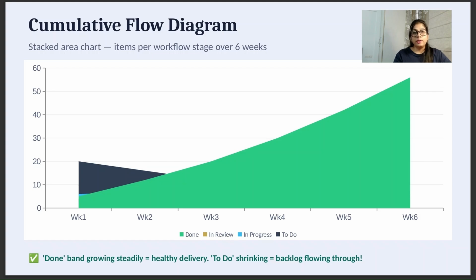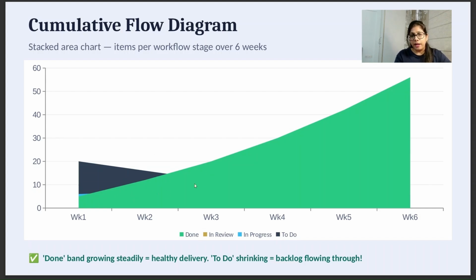So here is the CFD graph that you can see. Let me explain how you can study this graph. For example, we are at week 1 and we are looking until week 6. The green area represents your done part. The black area represents your backlog. And the thin blue line is in progress, in review. How do you study this graph now?